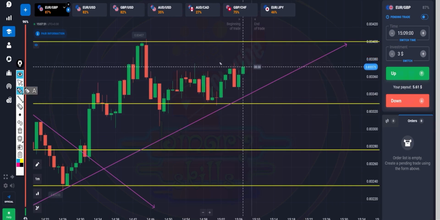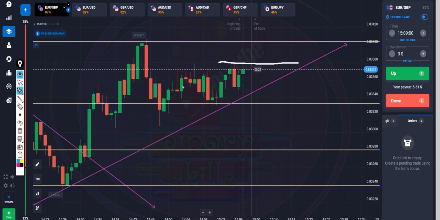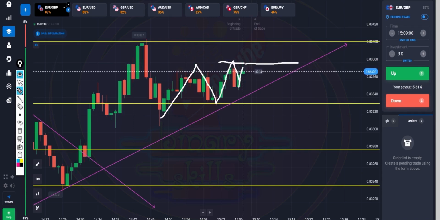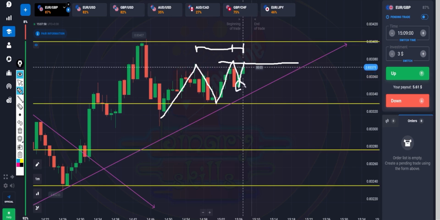Look friends, if we mark this round number here, we can see that there was a touch here. This was the second touch, and this is the third one. The distance between the touches on this round number has decreased considerably. Additionally, we see a higher low has been formed here.